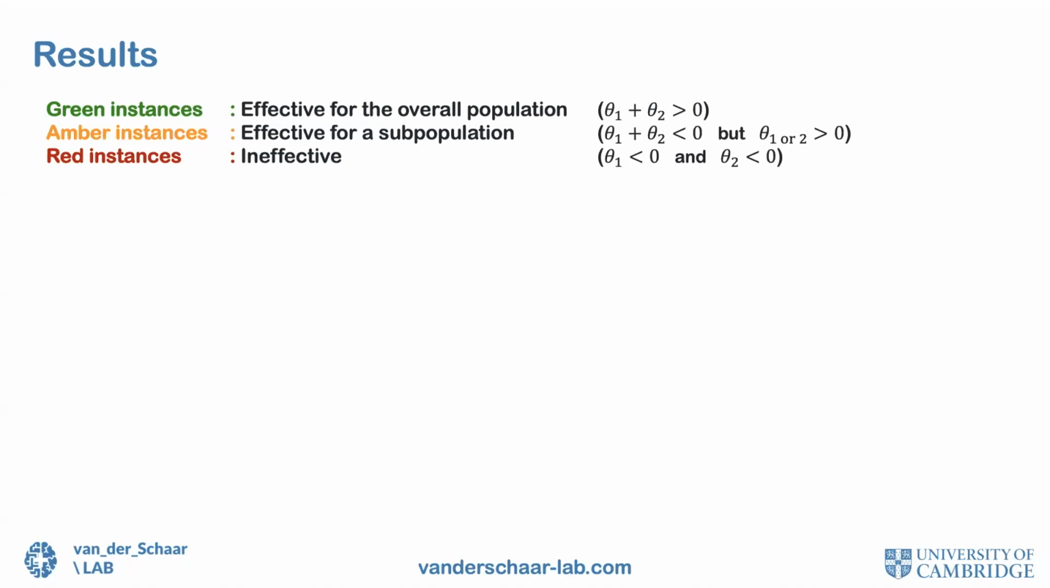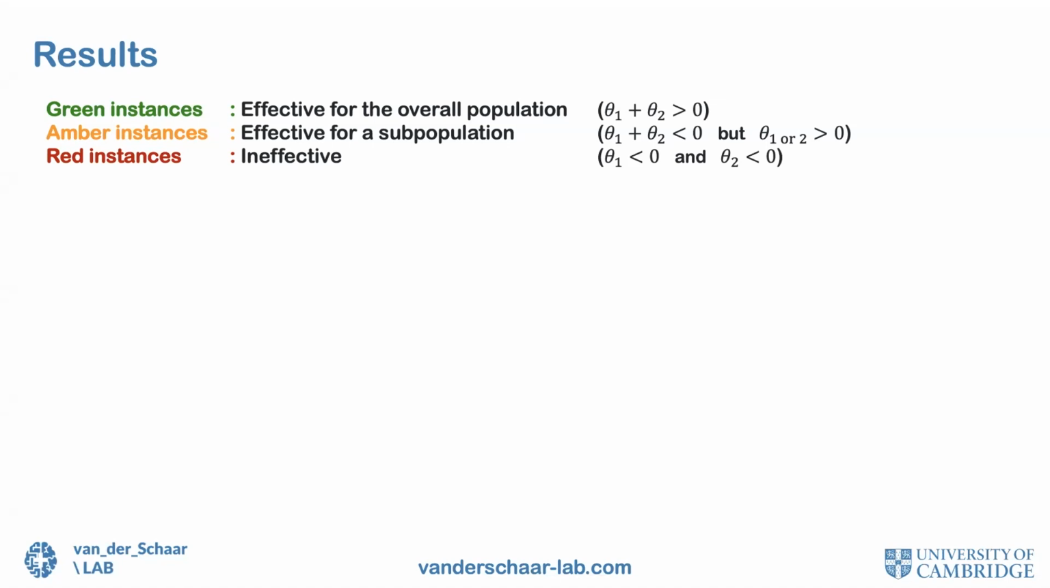So I consider simulated trial environments. And if you remember the motivating scenario, I consider when that might happen. Here, the green instances have two subpopulations, and the treatment effect is effective for all of them. So in these instances, you will expect the randomized clinical trial to run well. In amber instances, the treatment is not effective for the combination of two subpopulations, but it is effective for at least one subpopulation. So this would be the motivating scenario at the start of the presentation.